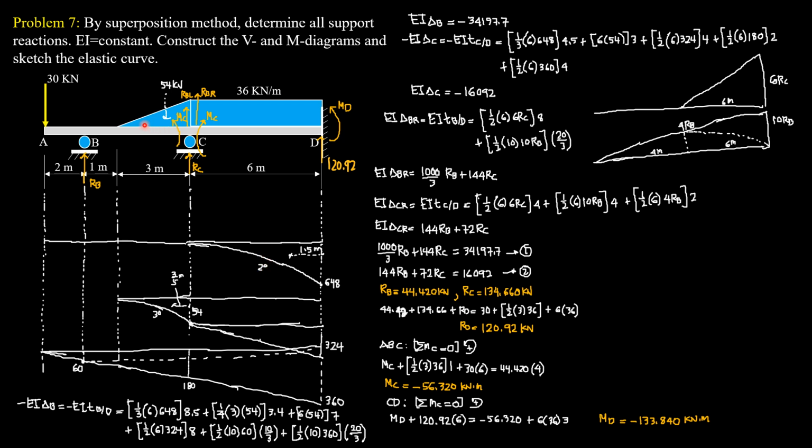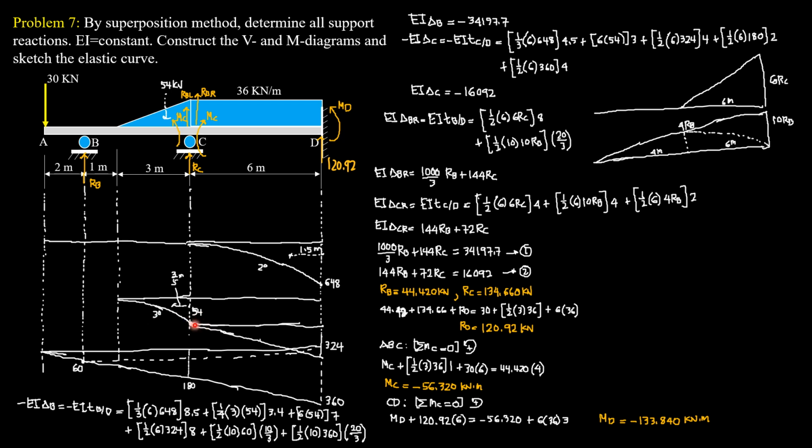Then for the moment of this triangular load up to section C, the moment is 1/2 of 3 times 36, and the moment arm is 1/3 of 3, so 1. So 1/2 of 3 times 36 is 54. 54 times 1 is also 54. So this is 54 kilonewton meter and third degree.